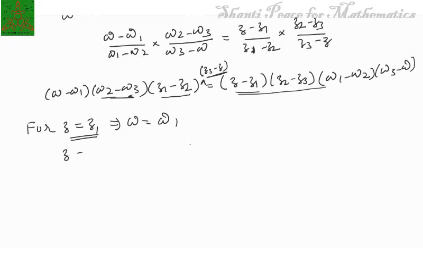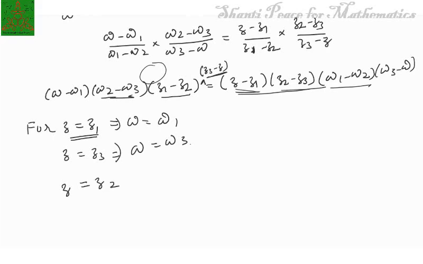And if Z equals Z3, then this side will be 0, and here you have Z3 minus Z1, which is non-zero, Z2 minus Z3 is non-zero. This W1 minus W2 is non-zero. So you will have W3 minus W equal to 0. So that's why you will have W equal to W3. But this is not happening for Z equal to Z2.